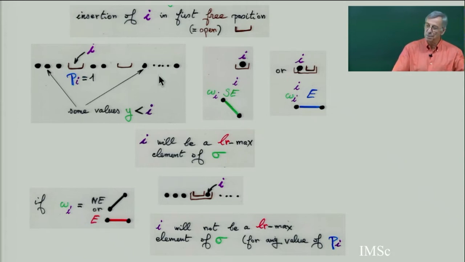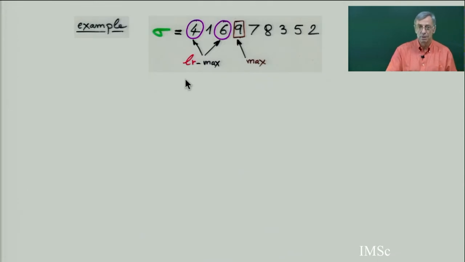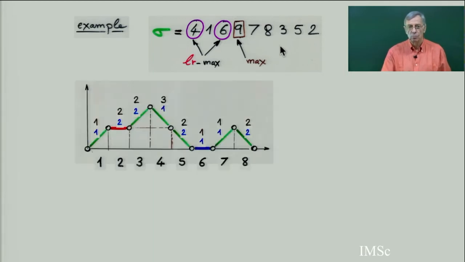So each one will correspond to a certain weight alpha. Total weight is the product of all the alpha. And so total weight will give me the number of left to right maximum elements. So example, the permutation here, which came from the Laguerre history. So here are the left to right maximum elements: 4, 6, 9, the maximum, but don't consider the maximum. I claim that the weight alpha is always for 4 and 6.